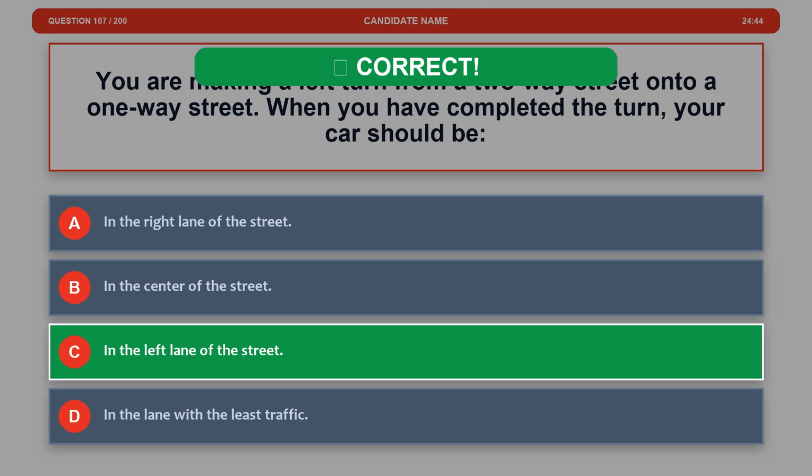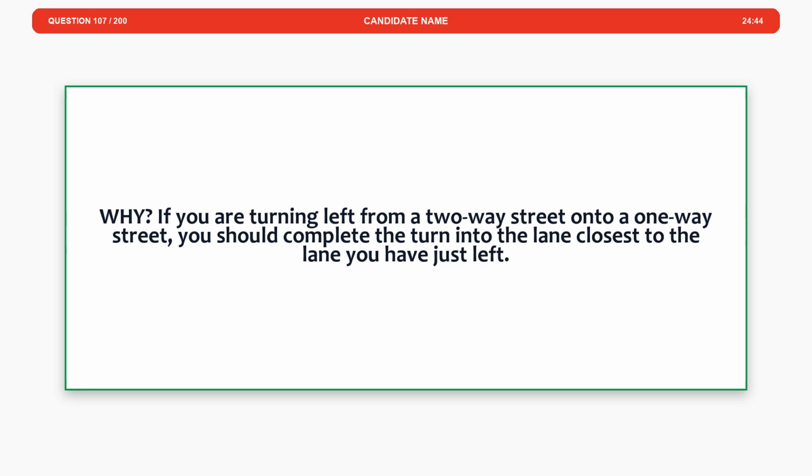The correct answer is option C, in the left lane of the street. Explanation. If you are turning left from a two-way street onto a one-way street, you should complete the turn into the lane closest to the lane you have just left.